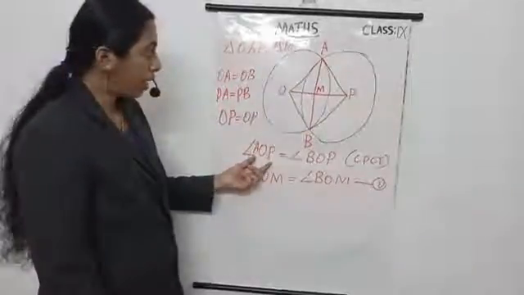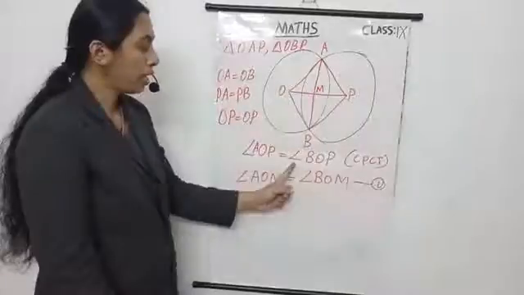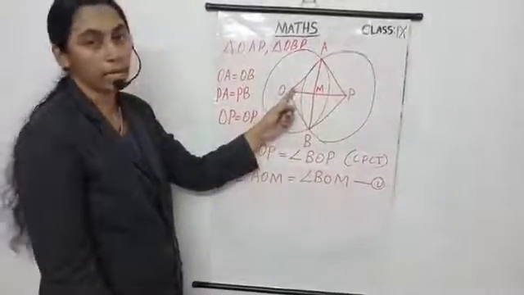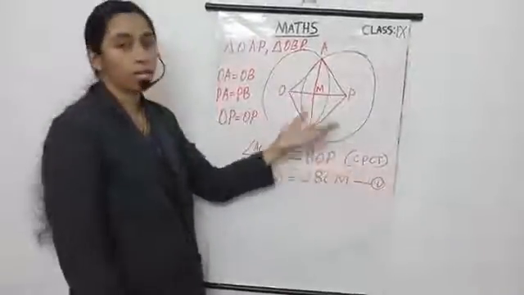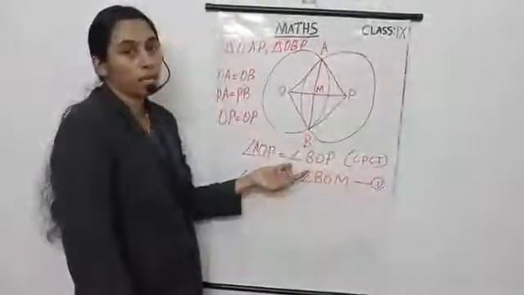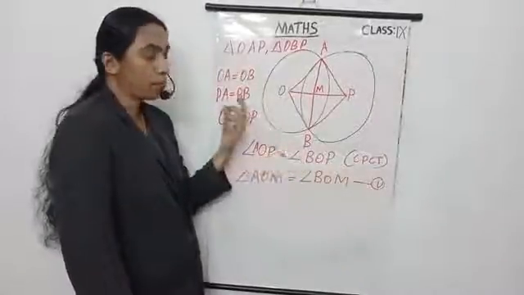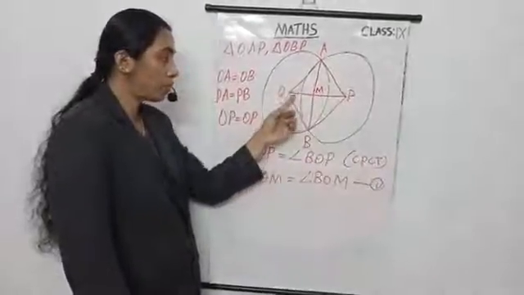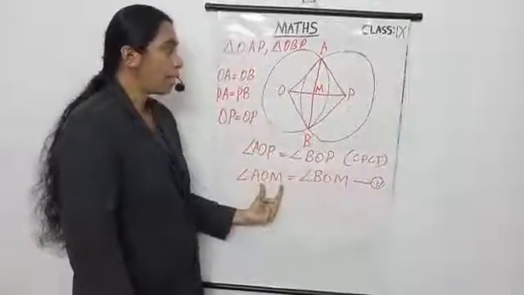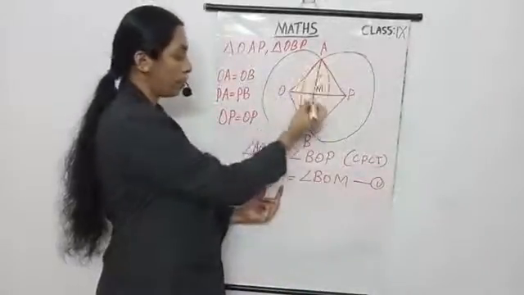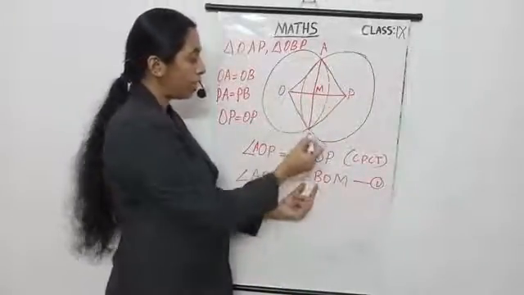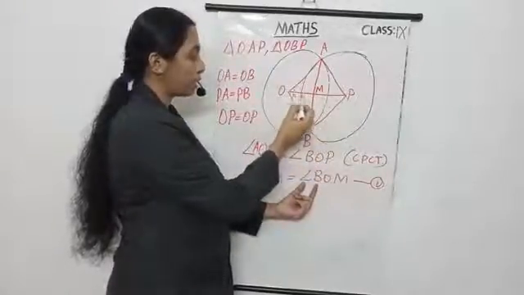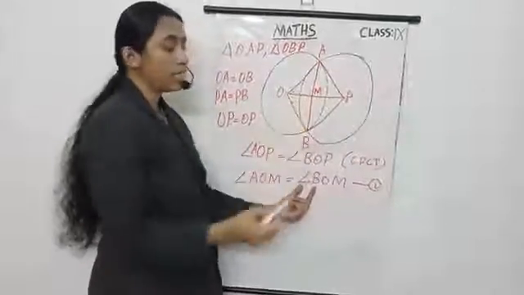So these two triangles are congruent triangles by SSS rule. Now angle AOP equals angle BOP. That means these two angles are equal, using the CPCT property, corresponding parts of congruent triangles. So these two are equal. So angle AOM equals angle BOM. That means this angle and this angle are both equal.